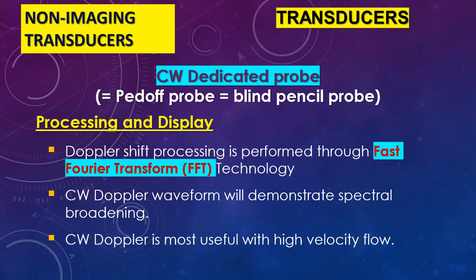And this CW probe, because it has no listening time, all the Doppler shifts are processed, and I will not get aliasing at all. So there's no aliasing, there's spectral broadening, and the technology used is the same as the pulse wave, which is the fast Fourier transform, FFT.